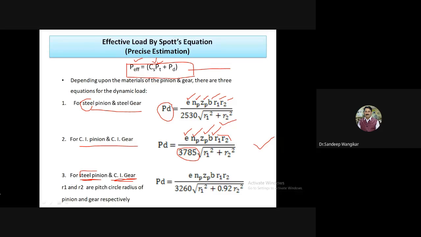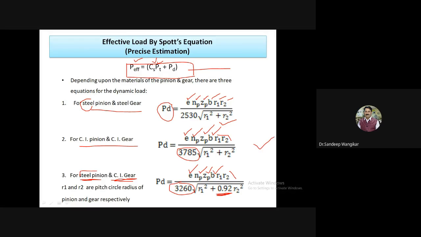And the last case we will discuss is steel pinion and cast iron gear. The pinion should always be stronger, so here cast iron pinion and steel gear is not mentioned; it is steel pinion and cast iron gear. So E error, then NP, RPM, ZP, number of teeth on pinion, B face width, R1, R2 pitch circle radius. What is the change in this formula? The constant is 3260. This is one change. And under root of R1 square plus 0.92 R2 square.